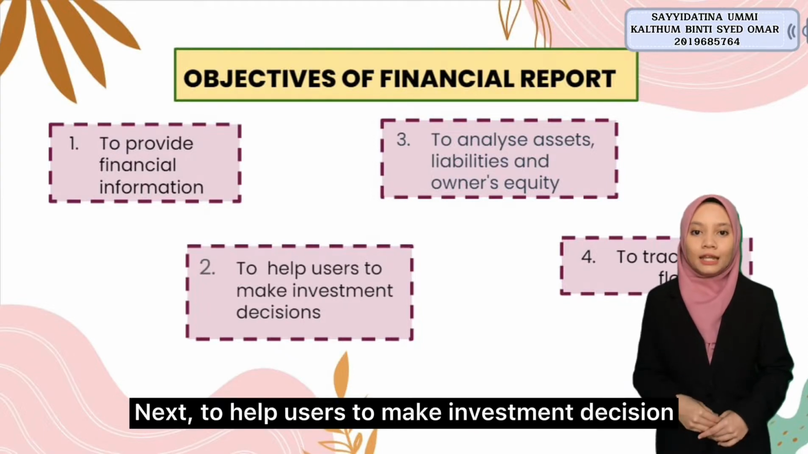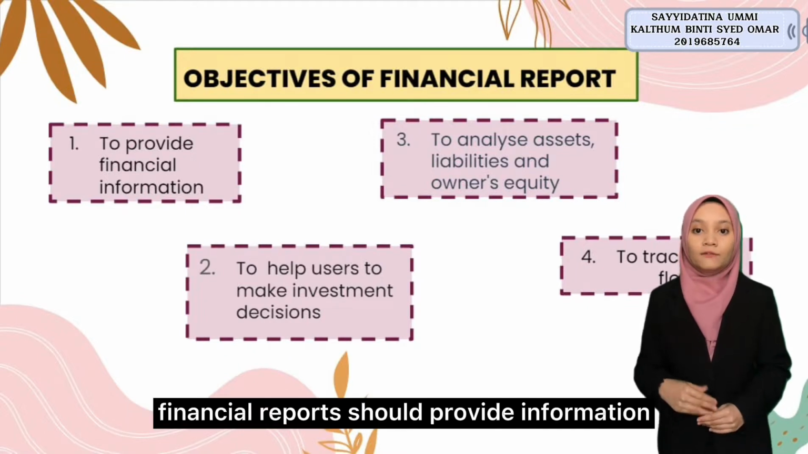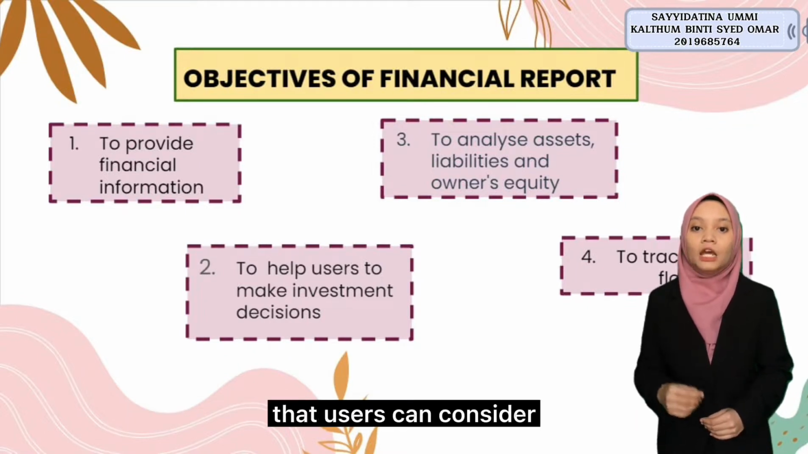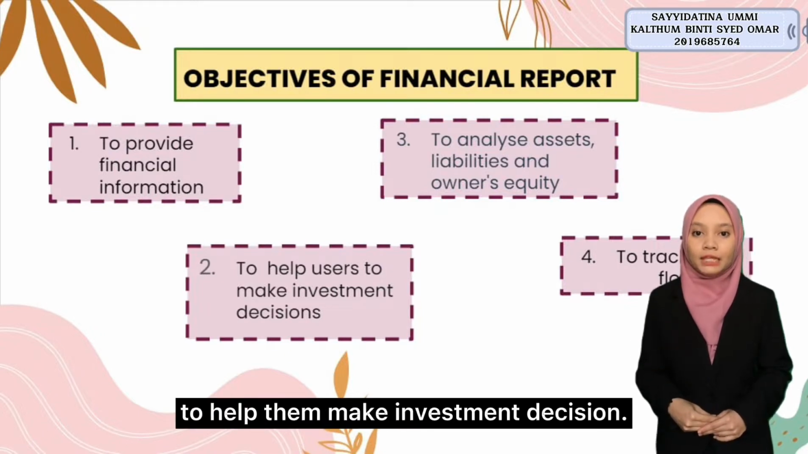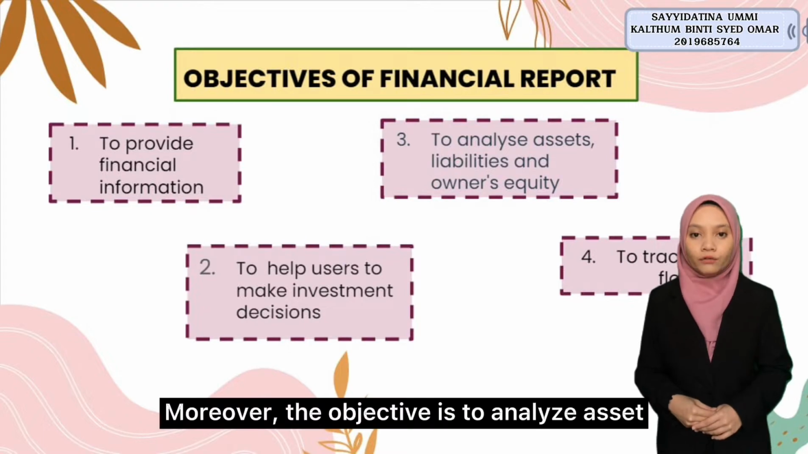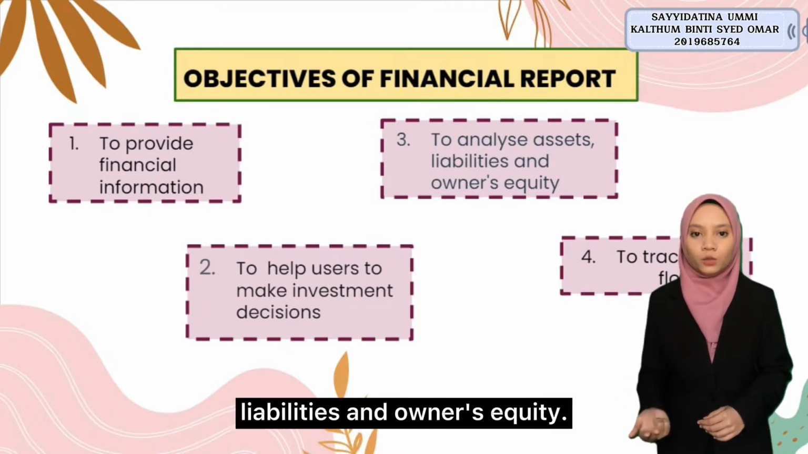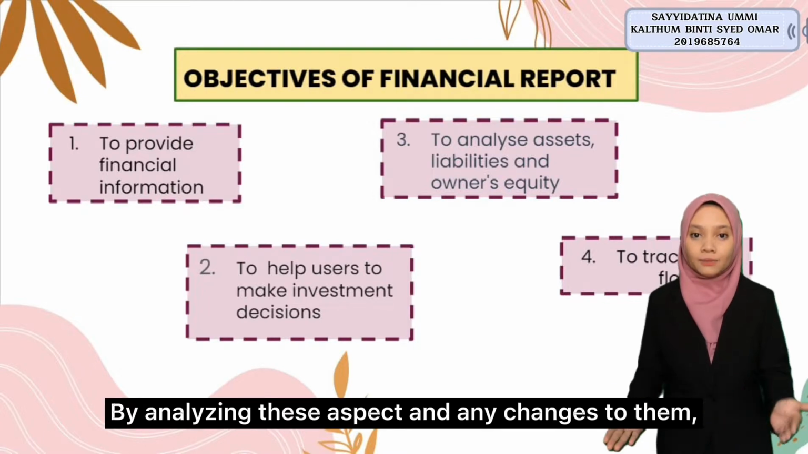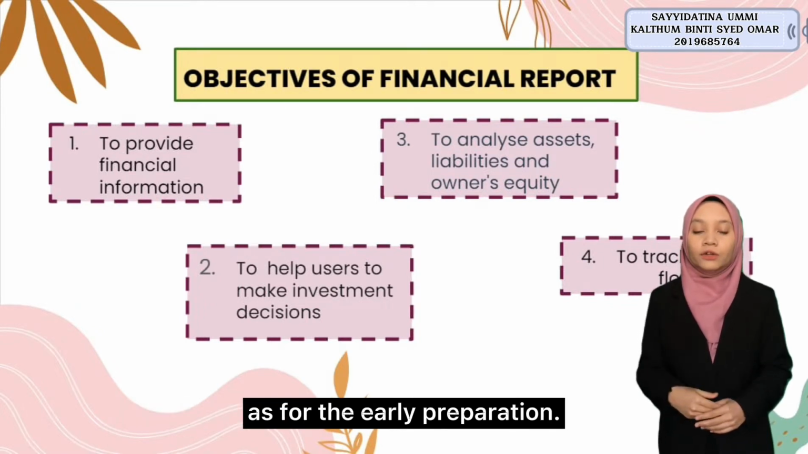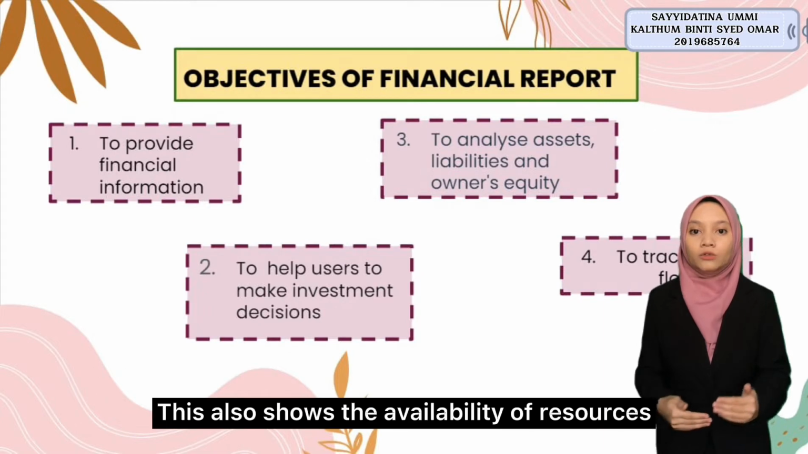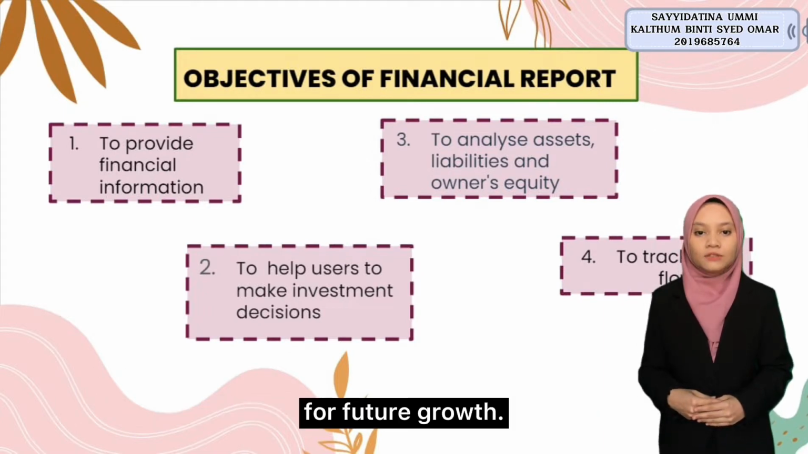Next, to help users to make investment decisions, financial reports should provide information that users can consider to judge the performance and effectiveness of the business to help them make investment decisions. Moreover, the objective is to analyze assets, liabilities, and owner's equity. By analyzing this aspect and any changes to them, a company can work out what to expect in the future and what to modify as for the early preparation. This also shows the availability of resources for future growth.